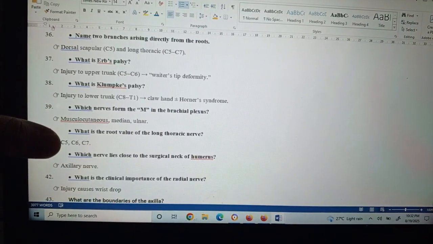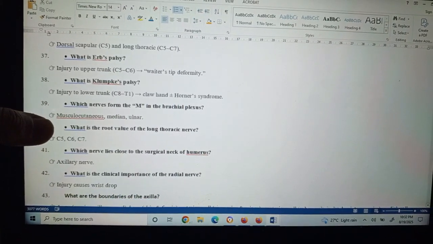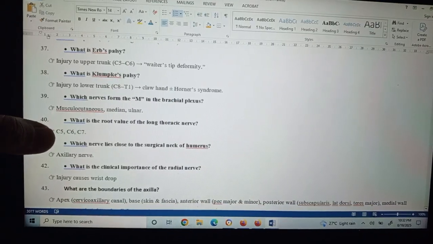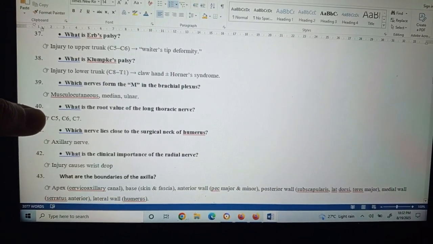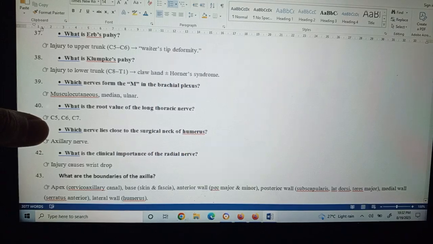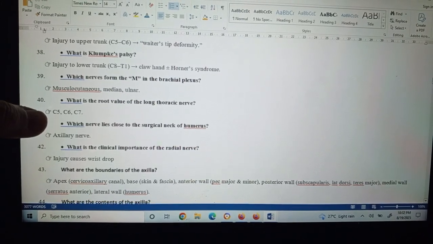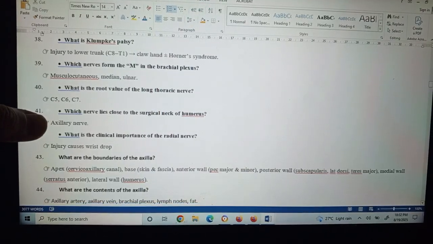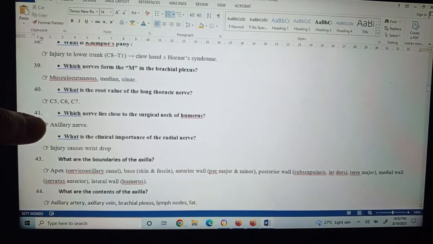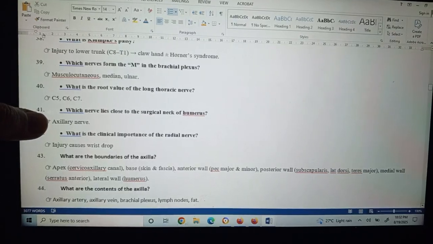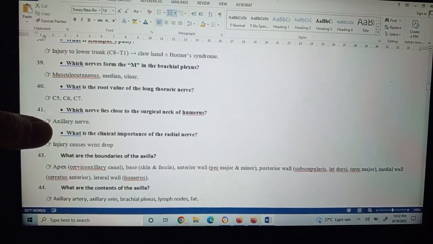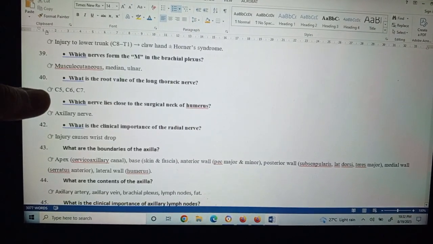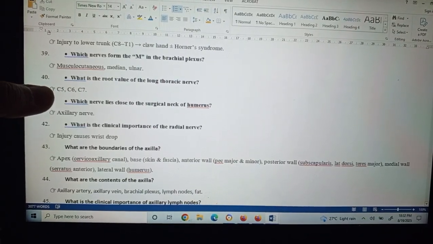to C7. Erb's palsy: injury to the upper trunk, C5 C6, waiter's tip position. This is a repetition. Klumpke's paralysis is due to C8 T1, with claw hand deformity or Horner syndrome. Klumpke's palsy takes place when there is injury to the lower trunk. Which nerves form the M in the brachial plexus? Musculocutaneous, median and ulnar nerve. This is also asked in the viva.